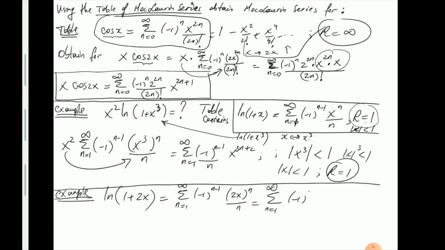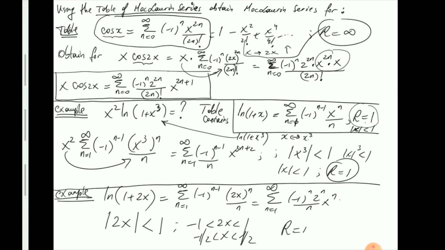And again, you can separate 2 to the n if you want, like that. But again, if the table formula is valid for absolute value of x less than 1, whatever you replace x with, in my case 2x, needs to be less than 1 in absolute value. So without the absolute value, you need 2x to be between minus 1 and 1, which is to say you need x between minus 1/2 and 1/2. So as it happens, here the radius of convergence is going to be 1/2, not 1 as in the formula.